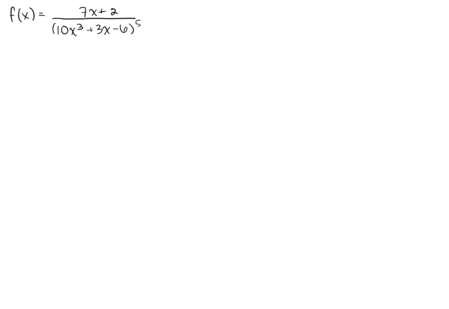To take the derivative of this function, we're going to need to apply the quotient rule. So recall that the quotient rule says that we're going to take the derivative of the numerator. Let me call that f of x, and then let me call the denominator g of x, so that we can remind ourselves of the quotient rule.